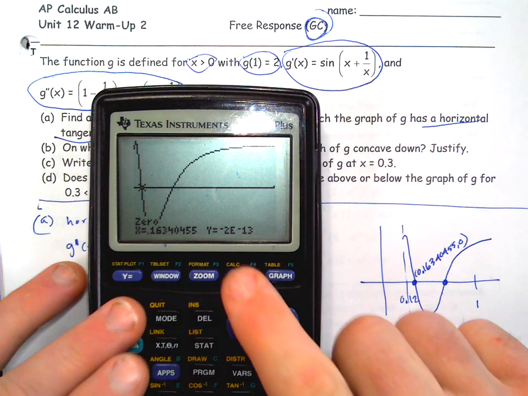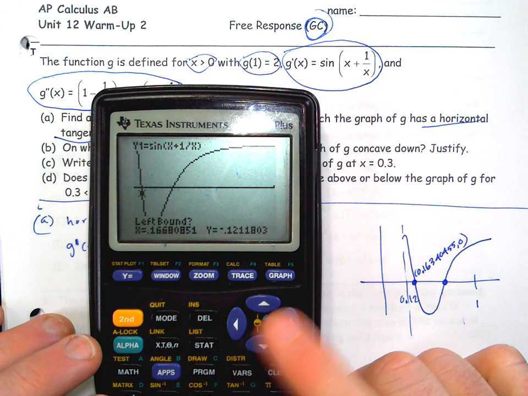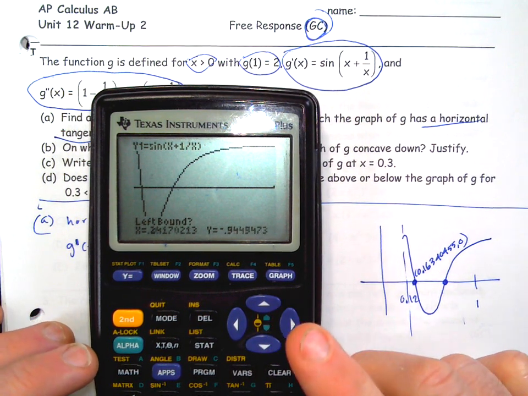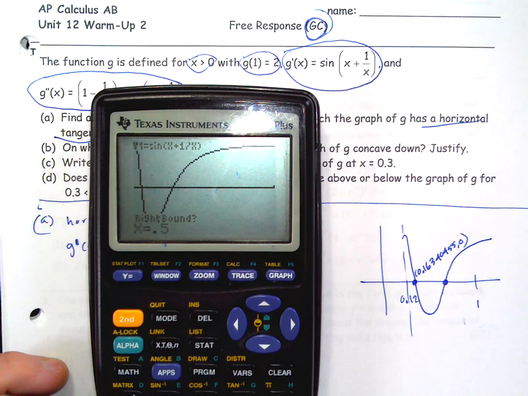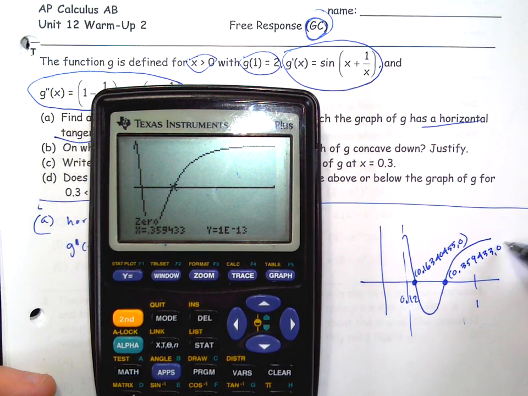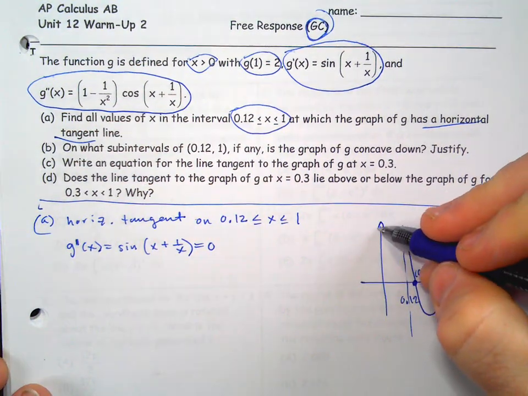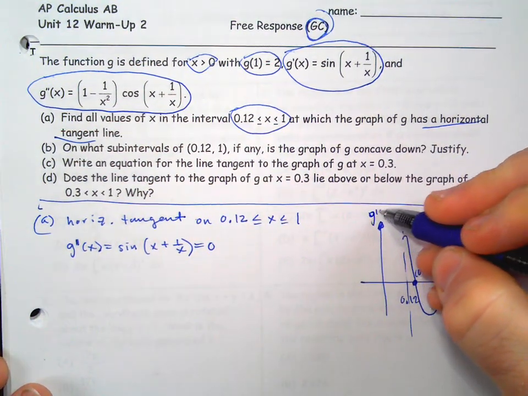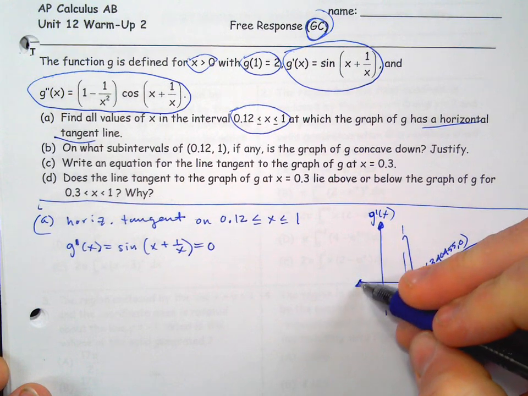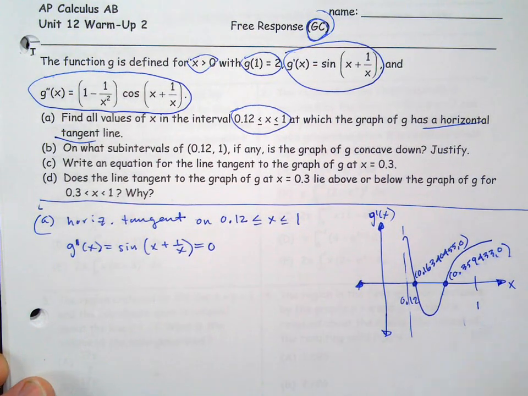Other one, so I can calculate zero. We can say this is our left bound, 0.5 is our right bound, 0.4 is our guess. 0.359433. I'm writing all this stuff on the graph. I'm not expecting any credit for anything I'm drawing over here. This is just to help me organize my thoughts and just in case I need it for something else later on.